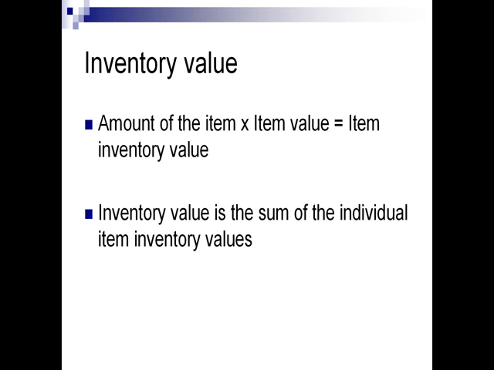Depending on the company that you work for or the company that you're running, your inventory sheet's going to look a little bit different. But essentially what you do is you put in the amount of the item that you have on hand, multiply it times the value, whatever the price of it is, and that's going to give you your inventory value. You total it all up for all of them, and that's going to tell you what your total inventory value is.